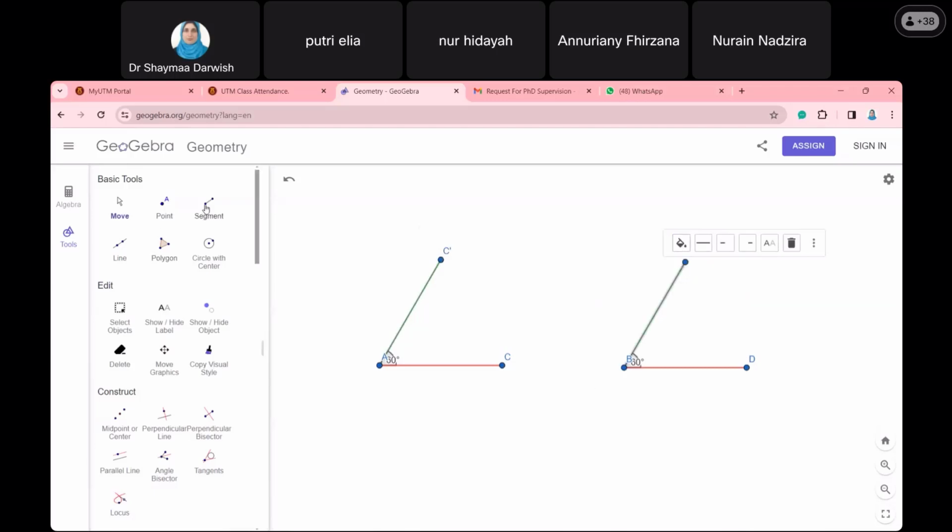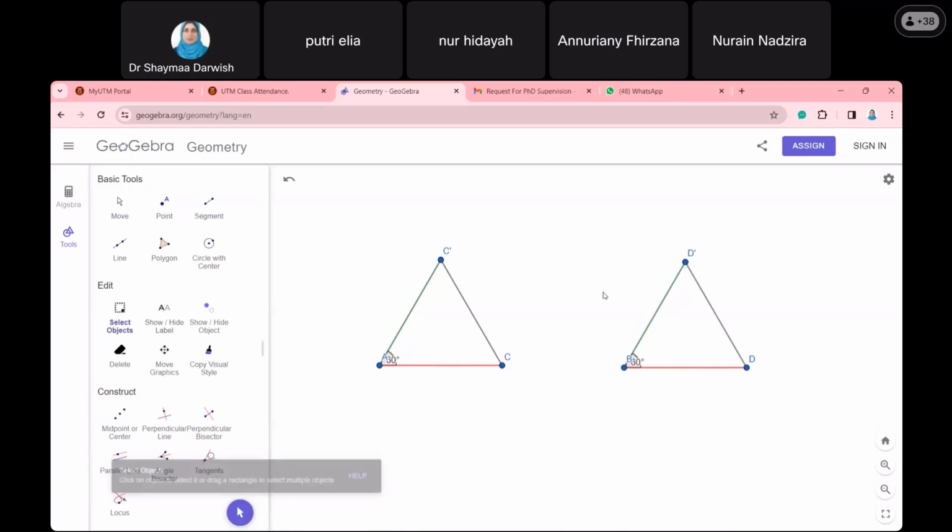Now I will complete the triangle. This one and this one. So now I have this one, BD is equal to AC. The angle here is equal to the angle here. So I claim, or Euclid claims, that this triangle will be exactly the same as the second triangle.